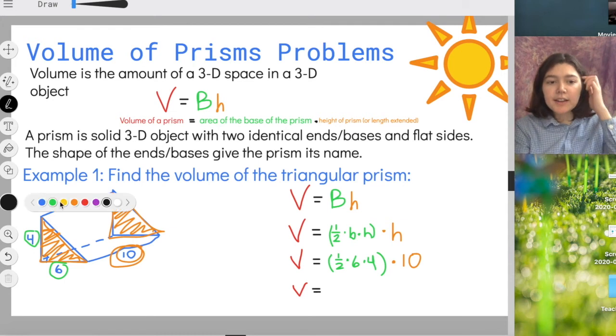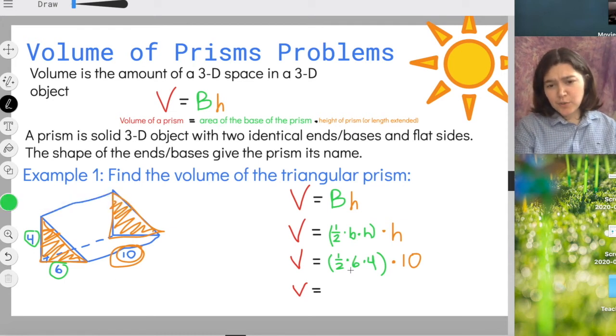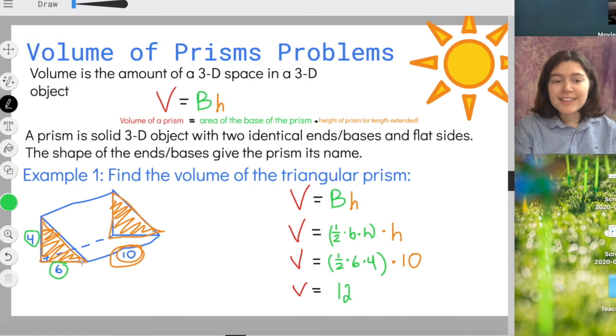Okay, so for my area of the base, I have 1/2 times 6 times 4. 1/2 of 6 is 3, and then 3 times 4 is 12. So that means that the area of this triangle is 12 units squared.